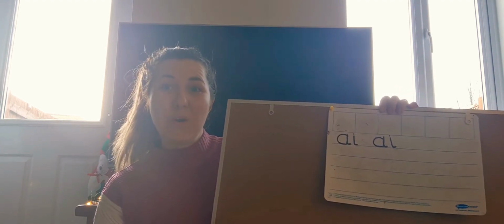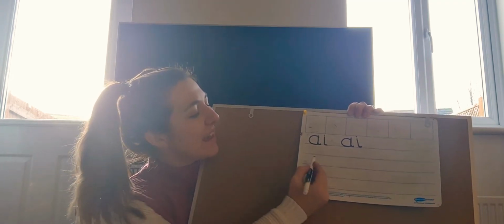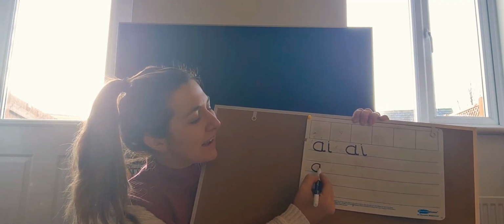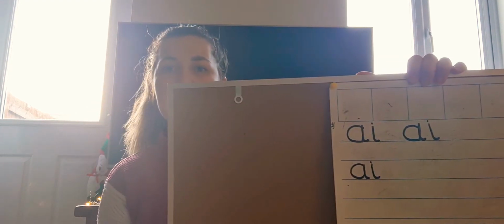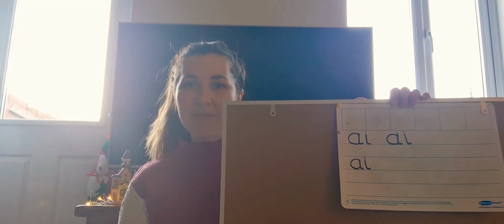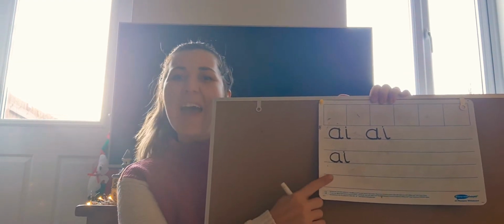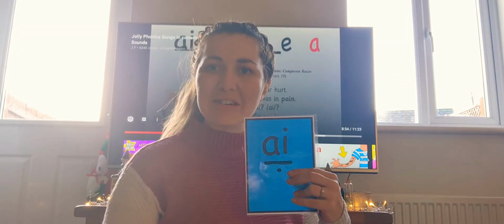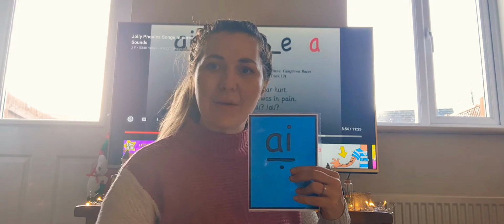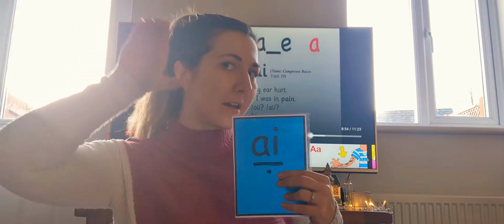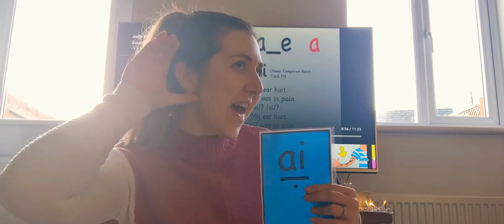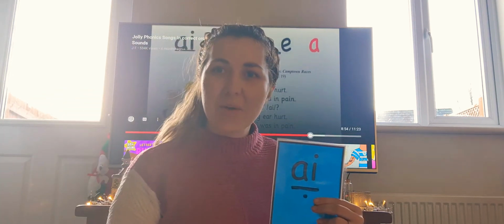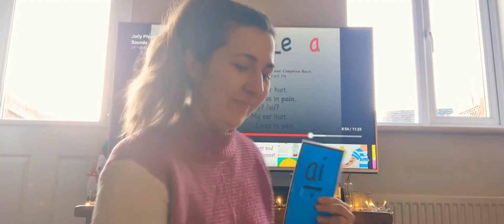Let's have one more try. A. Today we're learning all about the digraph A. The action for our A digraph is this. We hold our hand up to our ear and we pretend that we cannot hear. A. Shall we have a go at singing our jolly phonics song now?